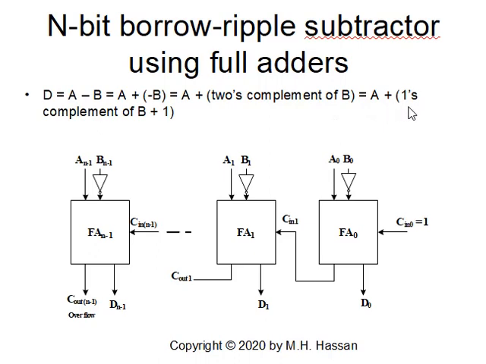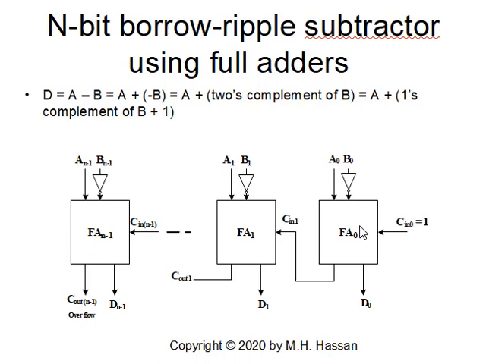Now how do we do that? To get the 1's complement, we need inverters. So every B0 will be taken into an inverter, B1 will be taken to an inverter, and Bn to get the 1's complement. And Cin 0, the first input, will be 1, because we will add 1 to the 1's complement to A, and we will end up with the difference as an output.